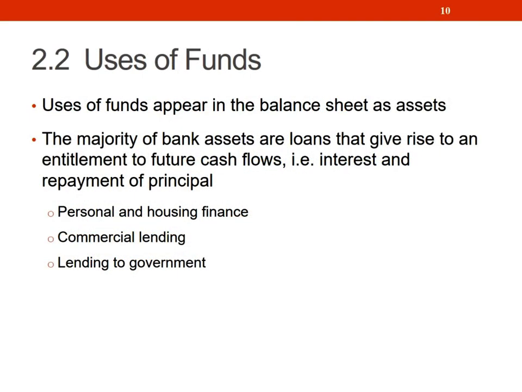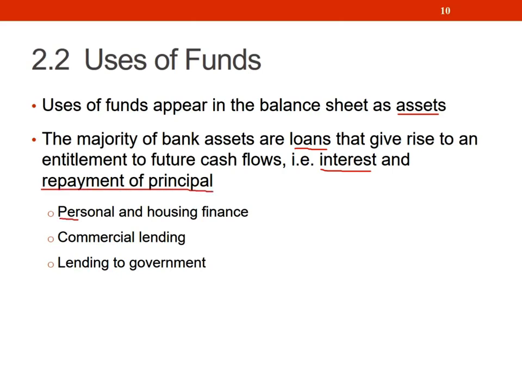If we have a look at the uses of funds, let's take the example of a loan. If a bank gives a loan to a customer, from the bank's point of view, that is an asset. And the majority of banks' assets are loans that give rise to an entitlement to future cash flows. So what that means from the bank's point of view is if they give a loan to a customer, they will receive both interest payments and repayments of the principal for the loan.